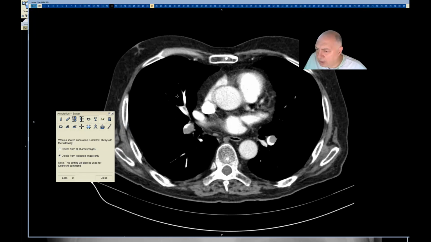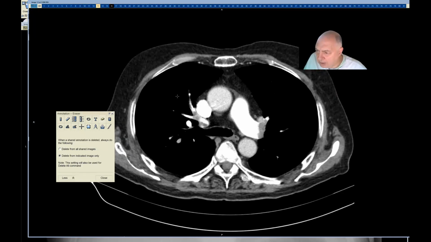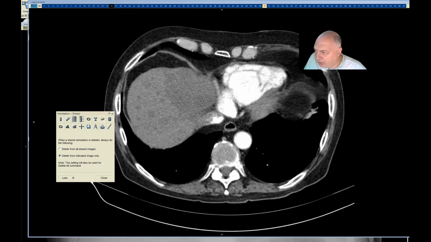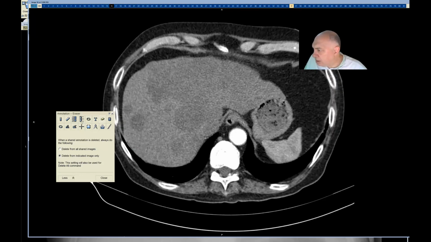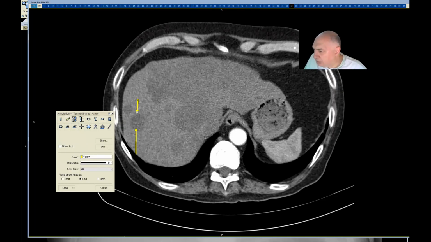Keep going down, you can see that there's also liver deposits. These are large liver lesions. This one there, another one there. So the entire liver is taken up by metastatic deposits.